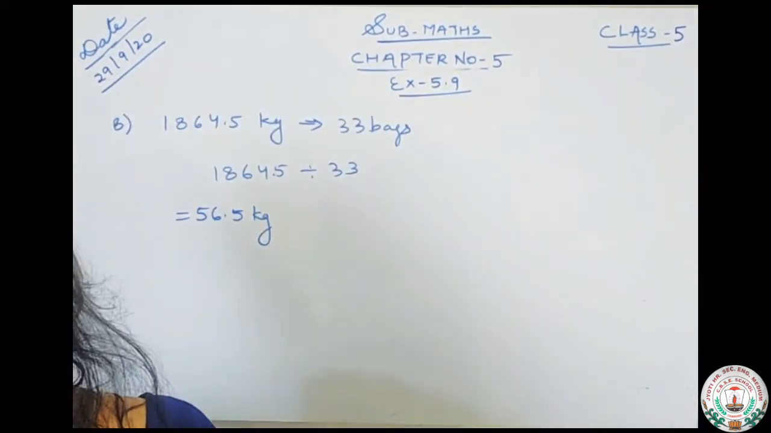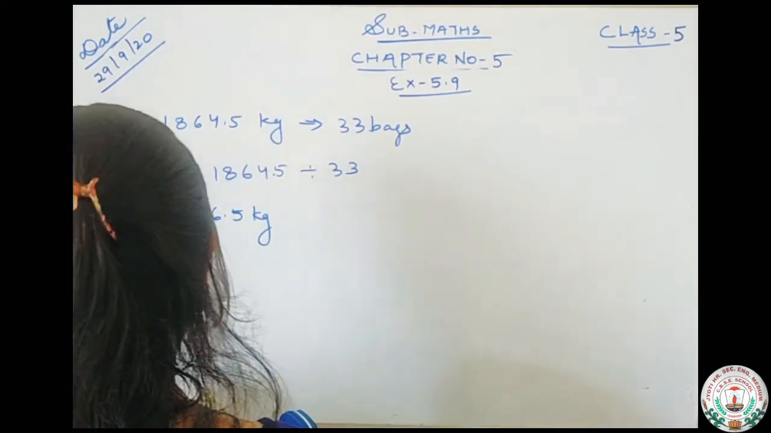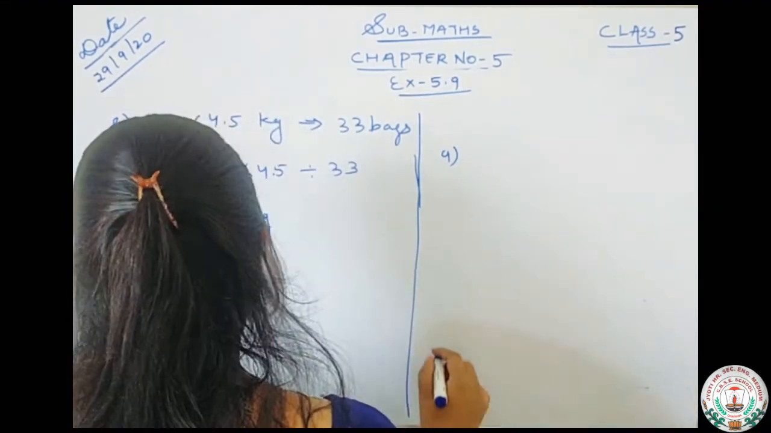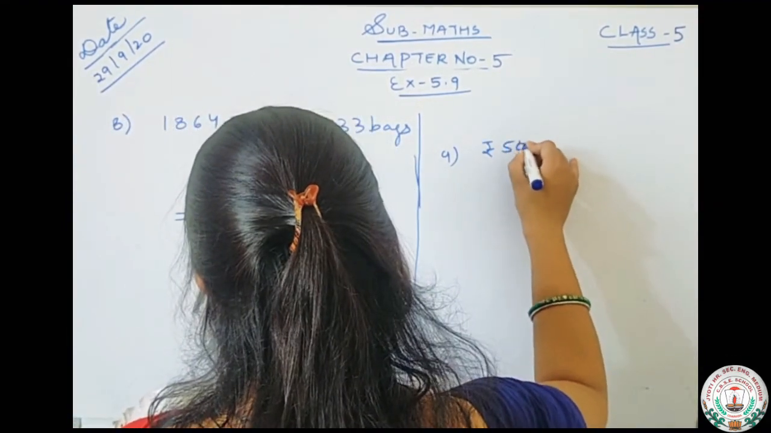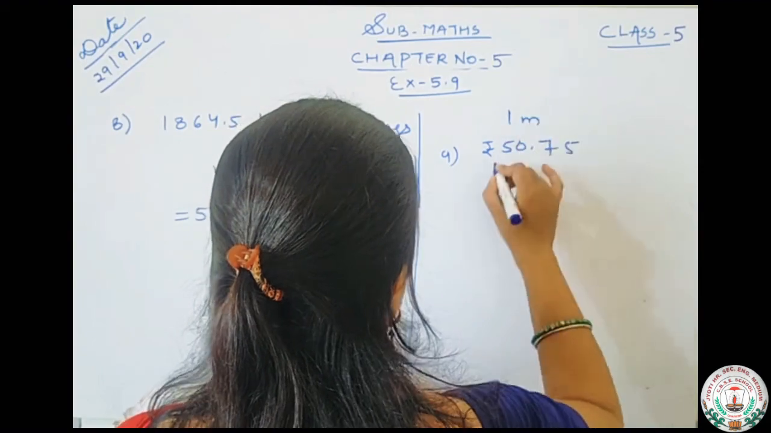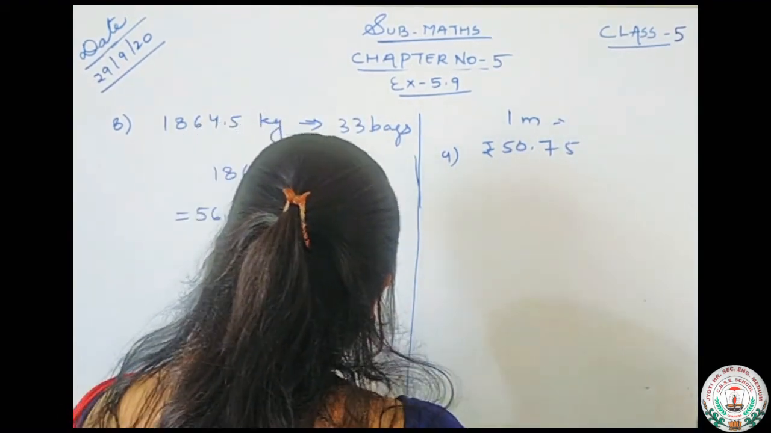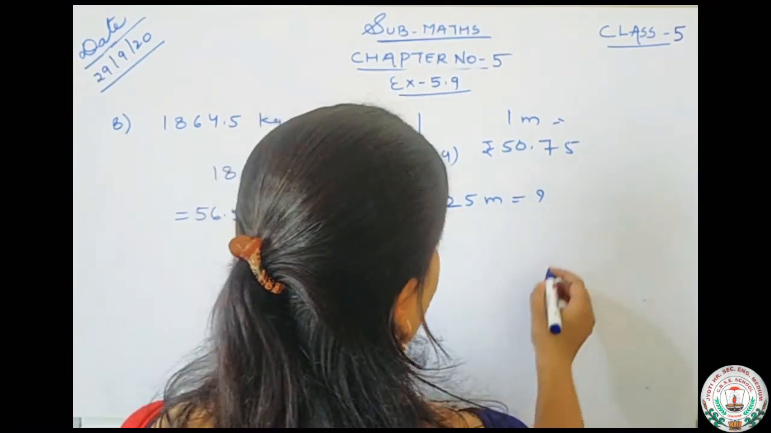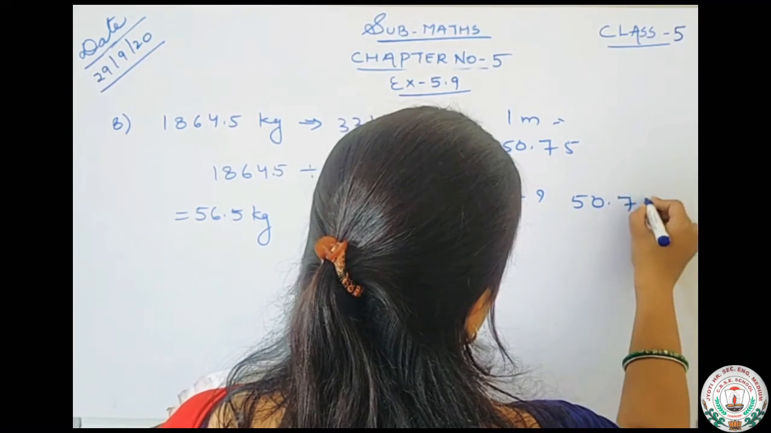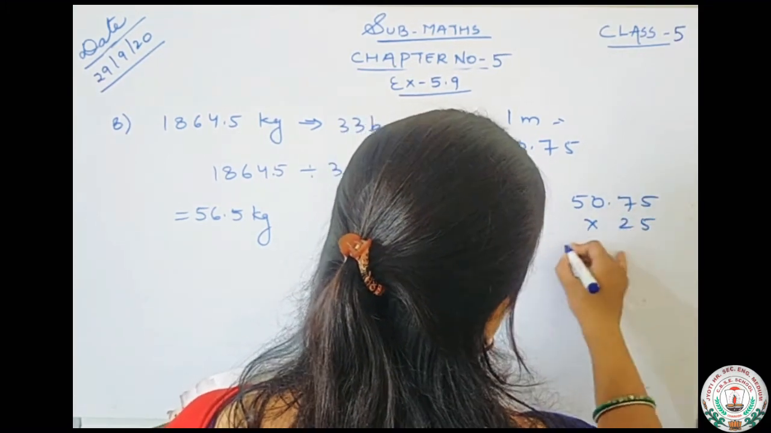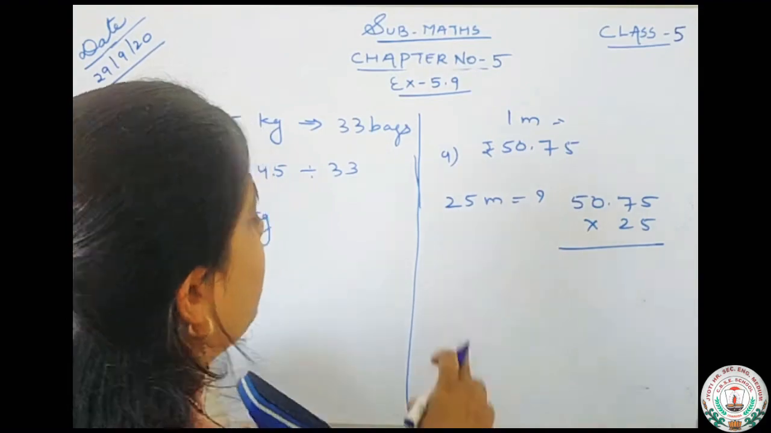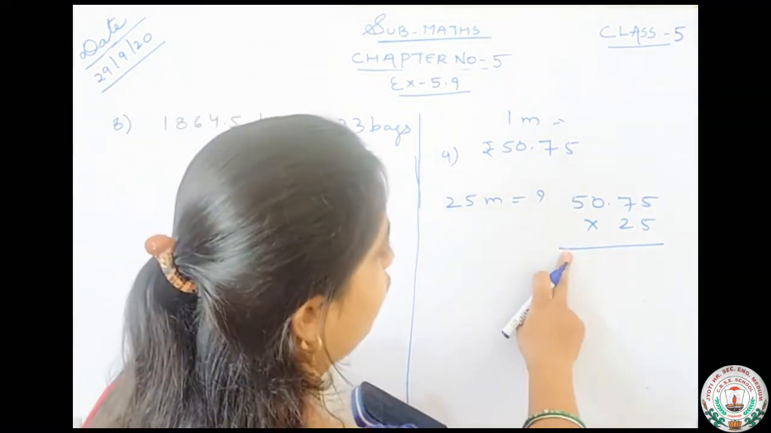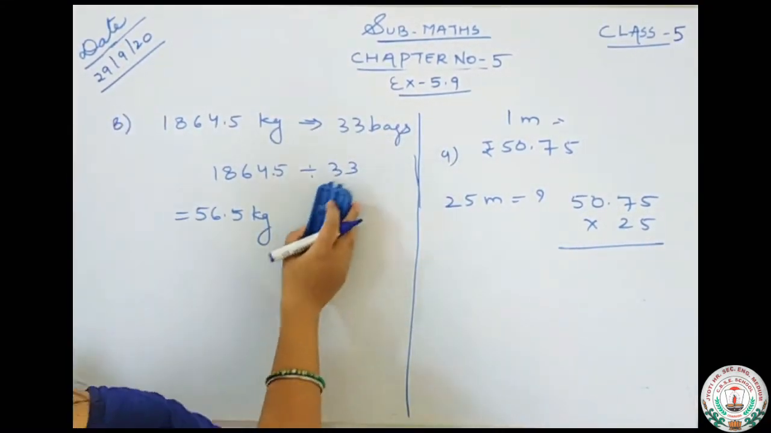Okay, question number 9: 1 meter of suiting cloth costs rupees 50.75. Okay, so what you have to find out? The cost of 25 meter. How will you find it out? You will multiply this by 25. I am explaining, you will do the sums. The cost of 1 meter is given and you have to find the cost of 25 meter. So what will you do? You will multiply it by 25 in question number 9.